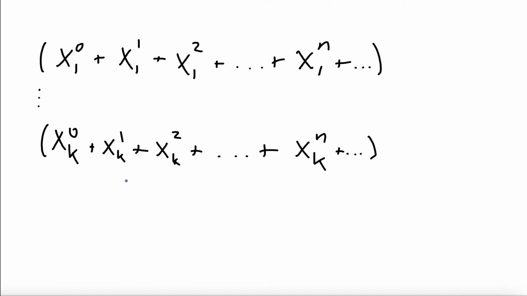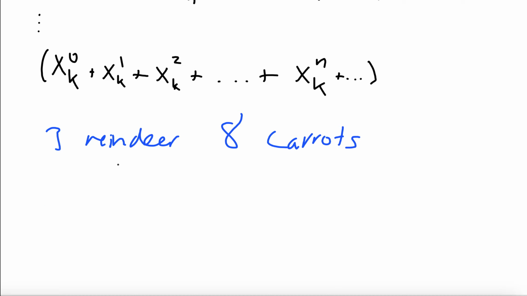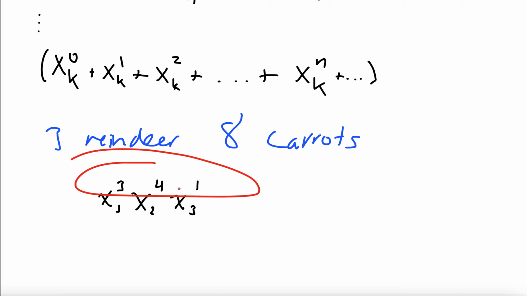Let's suppose we have, for example, 3 reindeer and 8 carrots. Then one possible distribution of these 8 carrots, assuming they're all distributed, is x1 to the 3rd power, x2 to the 4th power, and x3 to the 1st power. What this means is reindeer 1 gets 3 carrots, reindeer 2 gets 4 carrots, and reindeer 3 gets 1 carrot. All right? Notice how when we do this, no matter what, the total number of carrots remains 8. That's the sum of the exponents here.